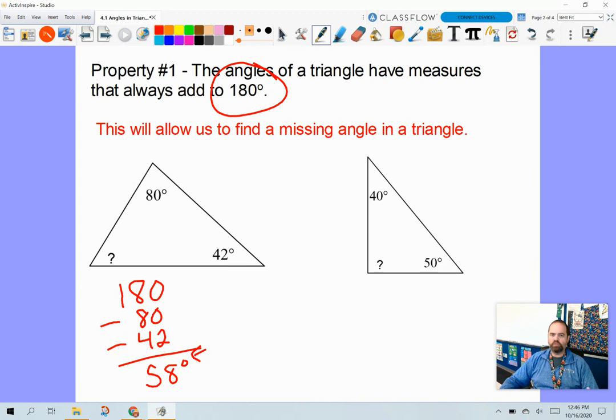Looking at the next one, you might be able to do these in your head. If you're not real comfortable doing the arithmetic in your head, grab a calculator. You've got one on your Chromebook. You've got one on your phone. They're literally everywhere. Just grab one.